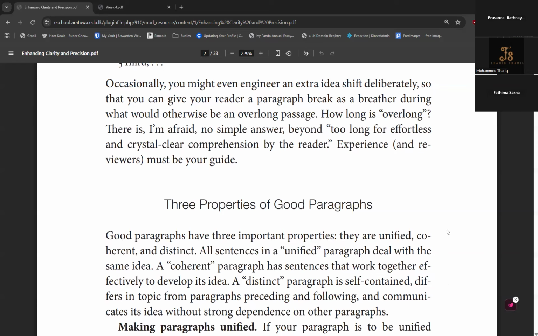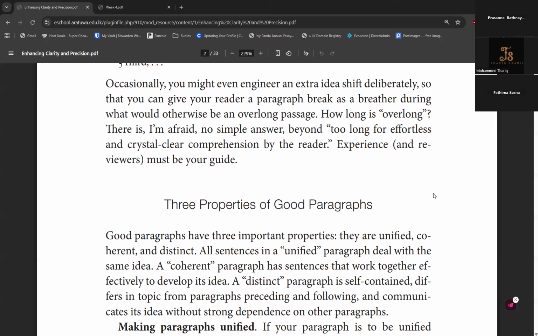Occasionally, you might even engineer an extra idea shift deliberately, so that you can give your reader a paragraph break as a breather during what would otherwise be an overlong passage. Now, this is like, in your reading process, a breathing space given to your reader. And at the same time, your brain is given a bit of a break because one particular idea is made clear in a particular paragraph.